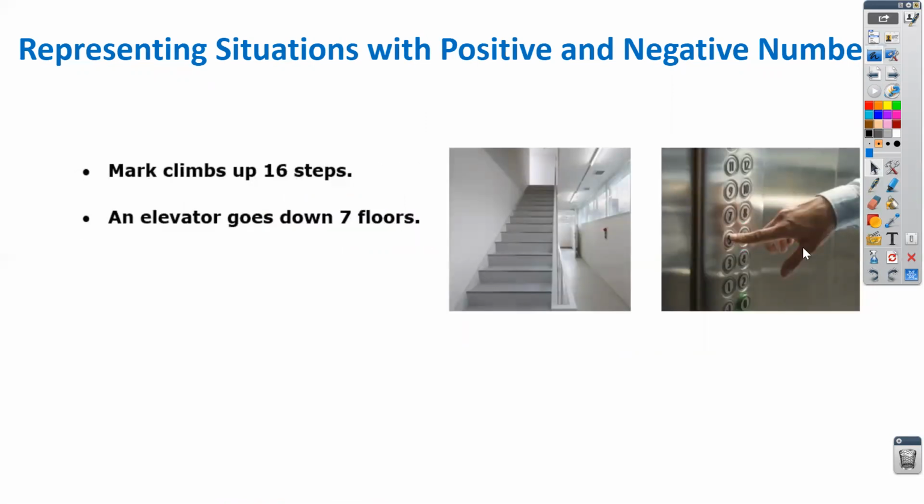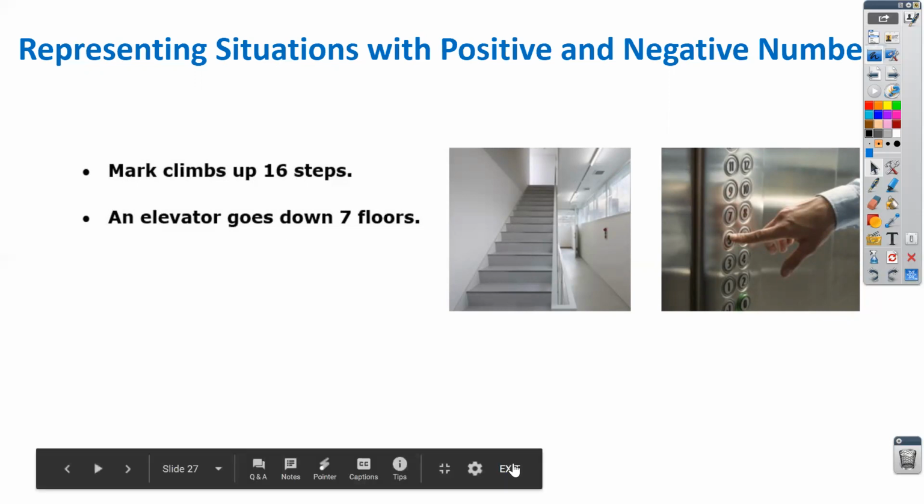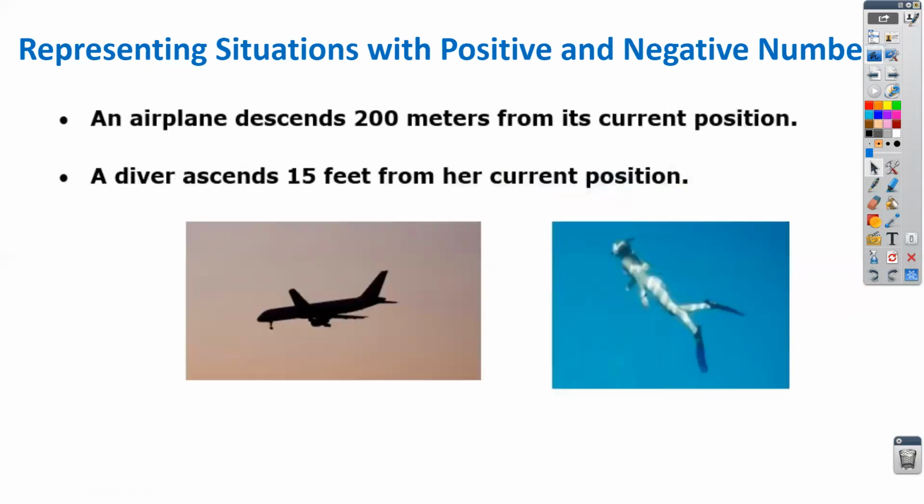Mark climbs up 16 steps. Good, it's positive. Elevator goes down 7 floors. Good, it's negative. Airplane descends 200 meters. Okay, good. Descend means goes down, so therefore it's negative.